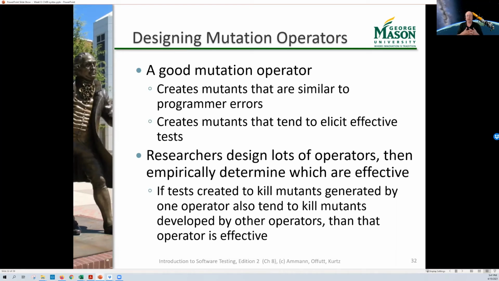Researchers design lots of mutation operators. And often they then attempt to empirically determine which ones are effective. What they'll do is they'll try to find mutation operators such that a test that kills a mutant made by that mutation operator also tends to kill mutants that are made by other mutation operators. And if that sounds a little bit like, I feel like there's a definition of subsumption in there somewhere, you're right on.